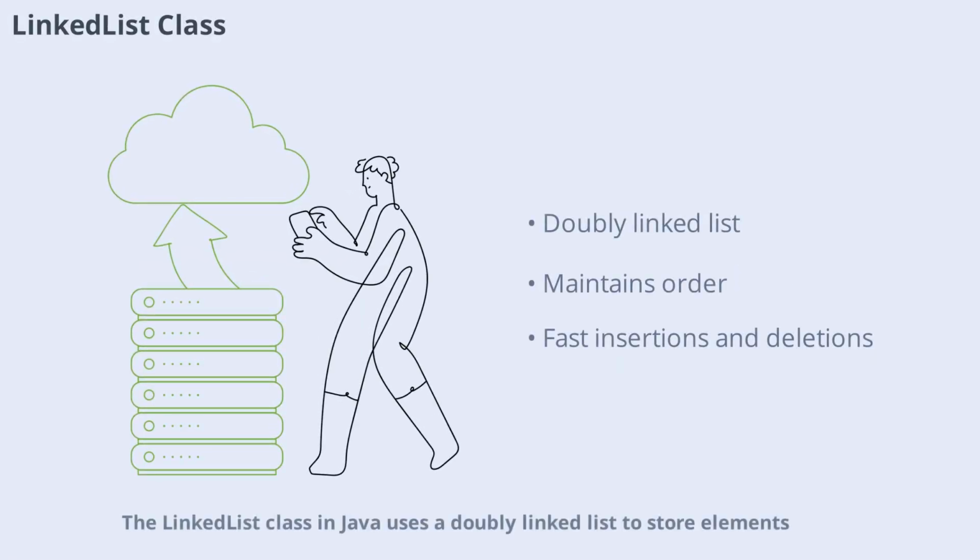The LinkedList class in Java uses a doubly linked list to store elements. It maintains insertion order and can be used as a list, stack, or queue. LinkedLists are not synchronized and are best used when you need fast insertions and deletions rather than random access.